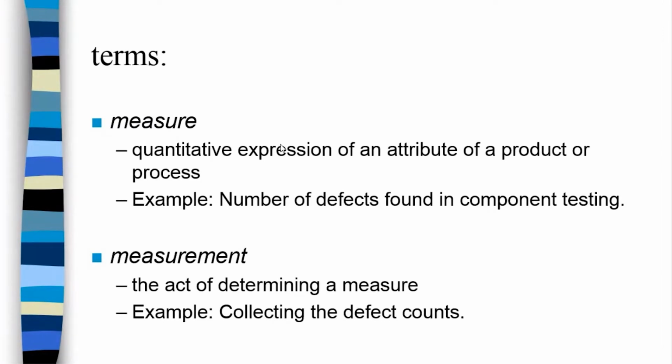There are some terms related to metrics. When we talk about metrics, these terms we come across. The first one is measure. So what is a measure? A quantitative expression of an attribute, you can say an attribute or characteristic of a product or process.